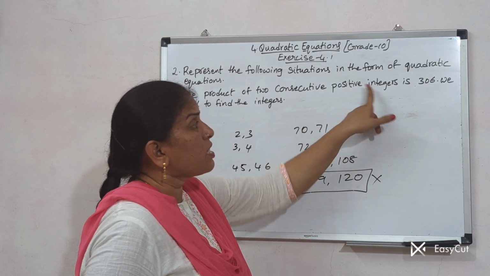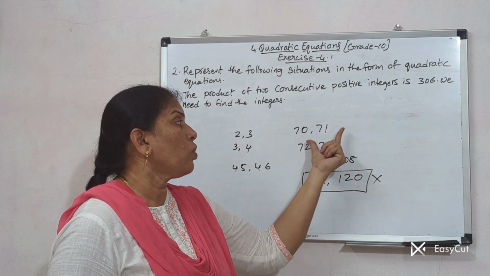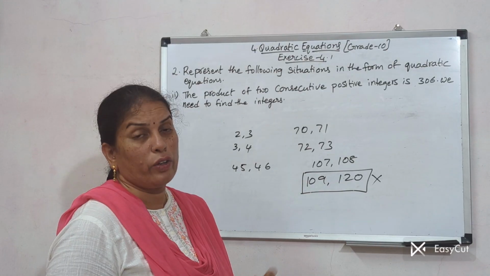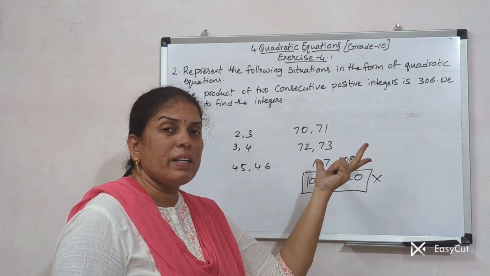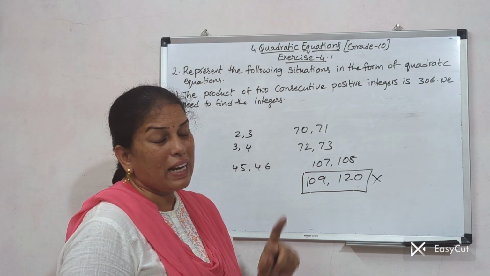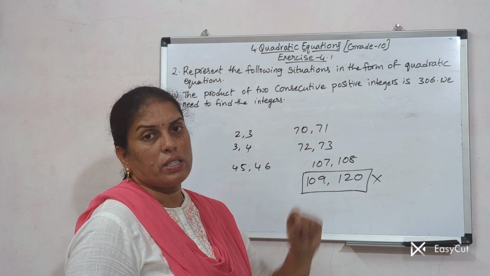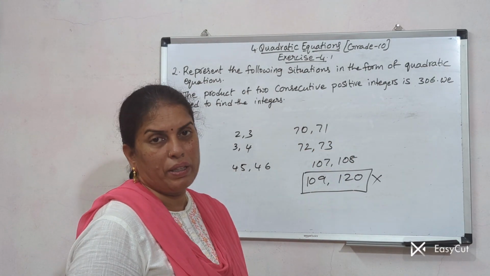Consecutive integers, positive integers. That means those two numbers are positive. No negative numbers are there. Why have they given positive integers? Because in integers, negative numbers also will be there. That's why they give positive integers. Only positive numbers will be there.